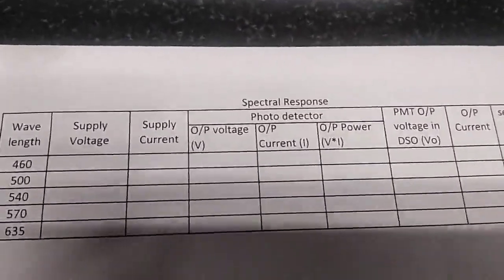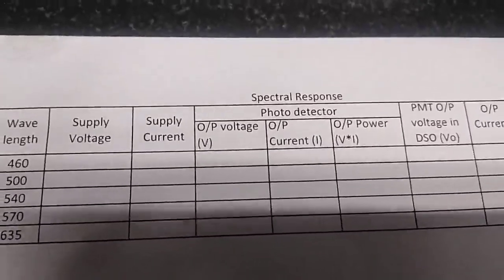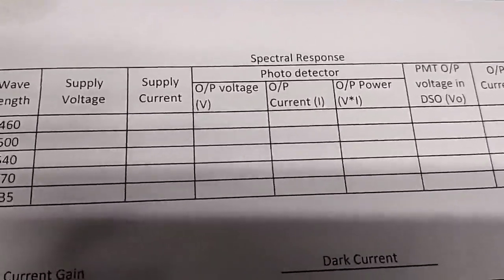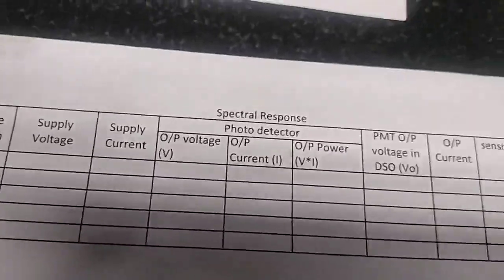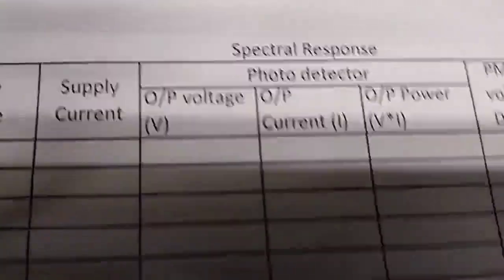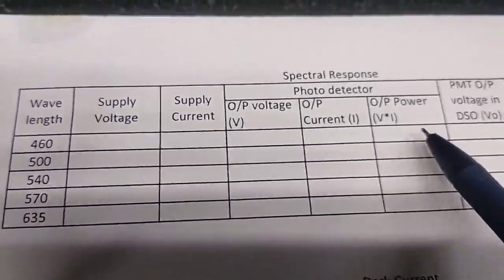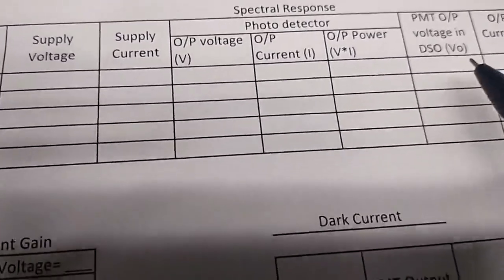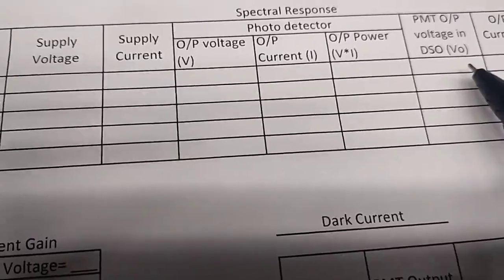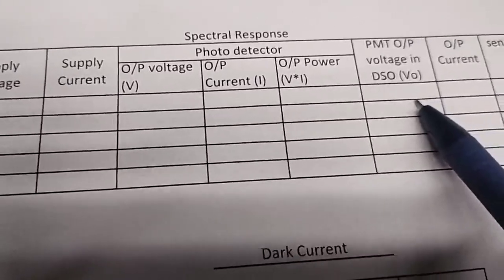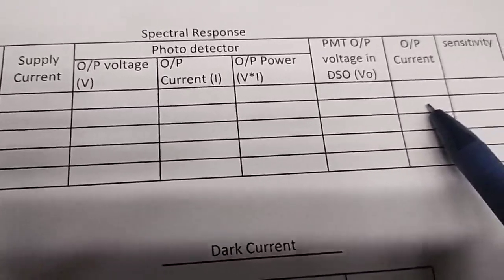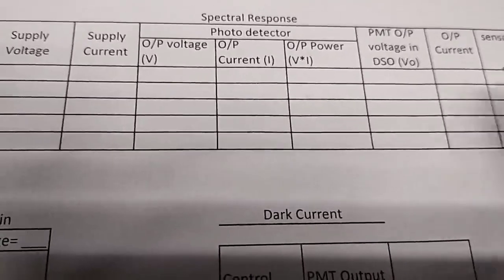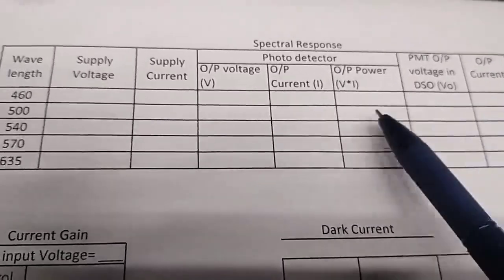So already we have calculated the output power of the photodetector. This is the output power of the photodetector, that is the input power for the PMT. Then we have to measure the voltage using the digital oscilloscope. Then you calculate the current. Then we have to measure the sensitivity. Sensitivity is nothing but the ratio of the output current to the input power.